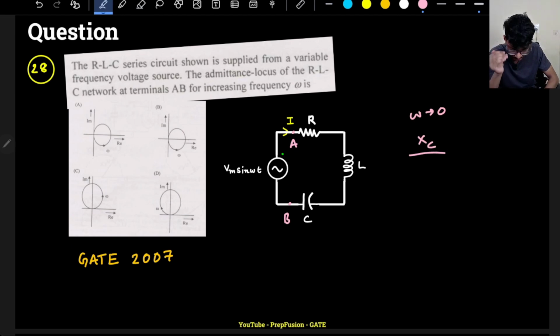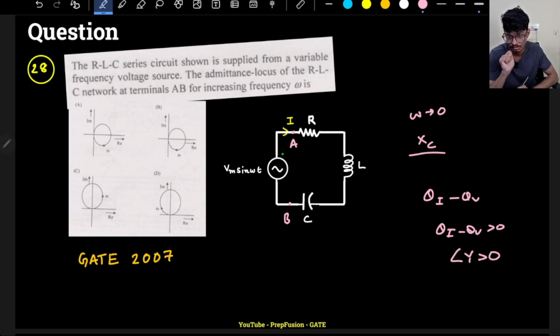If I have a capacitive behavior, what are they asking? The admittance locus diagram. So what is the admittance angle? The admittance angle is theta I minus theta V. Correct. If it is a capacitive behavior, that means it is a leading circuit, so my current will lead the voltage. That means theta I will be greater than theta V, so theta I minus theta V will be positive. That means my admittance angle will be positive. Now if my admittance angle is positive, I can lie in the first quadrant.